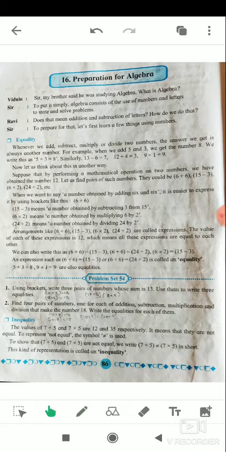Okay, now see, Vishal sir, my brother, said he was studying algebra. What is algebra? Sir, to put it simply, algebra consists of the uses of numbers and letters to state and solve problems. In algebra, having the numbers and the letters, calculations of numbers, that is additions, subtractions, multiplications and divisions of numbers, and also the letters, that is a plus b plus c. These are the letters. Okay, and Ravi, does that mean addition, subtractions of letters? How do we do that, sir?